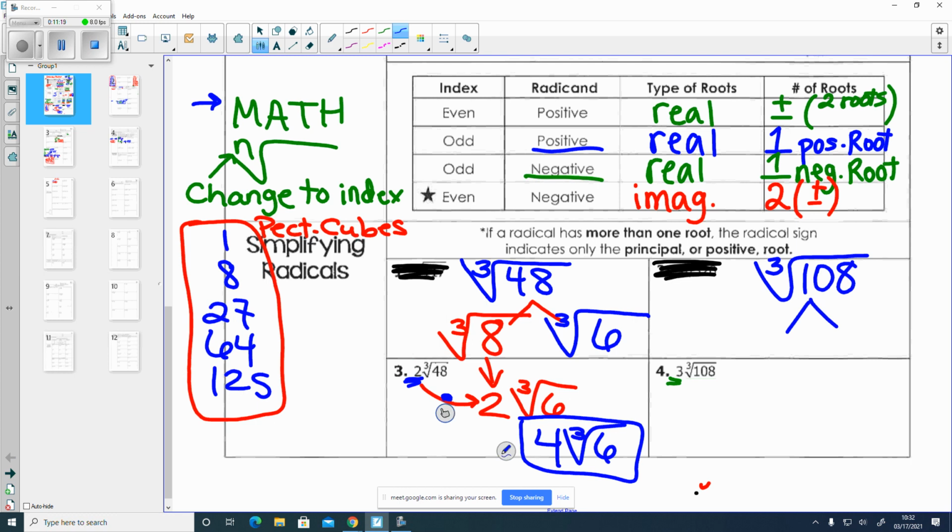Now, I want to factor these so that one of them is a perfect cube. So how do I do that? I take 108 and start dividing by some of the perfect cubes that are in my list. That's the easiest way to do it, okay? So do any of those go into 108? 27, good. 27 times what? Times 4. Okay. What is the cubed root of 27?